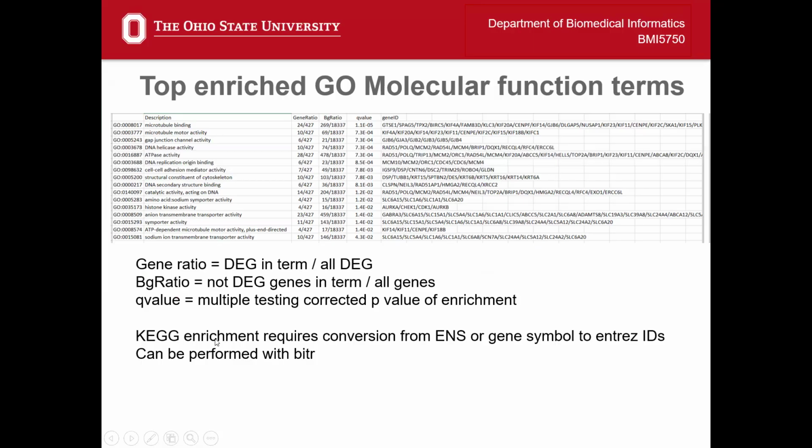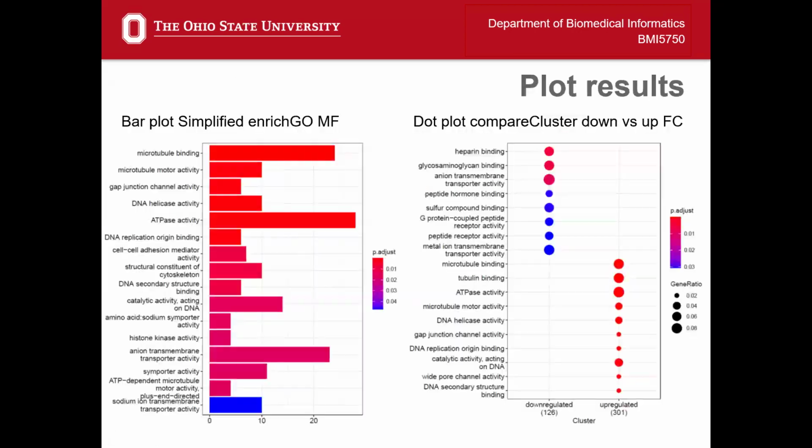If you're going to do KEGG functional enrichment, there's an extra step. I haven't given you the code for it, but if you're interested, I can share that. We have to convert our Ensembl or gene symbols to Entrez ID, which I use with a function called bitr. I'd have to look up the commands that I use to do that.